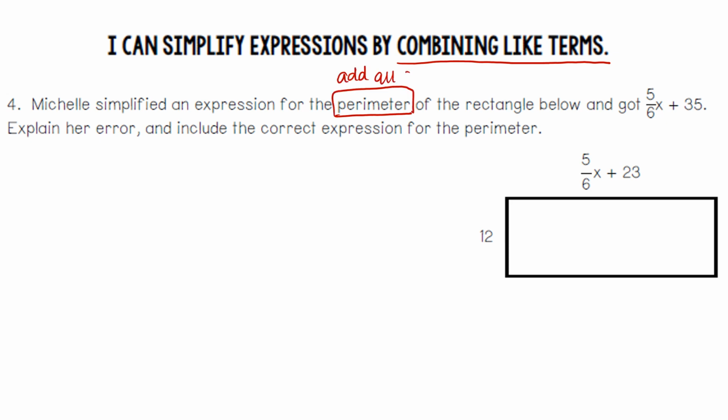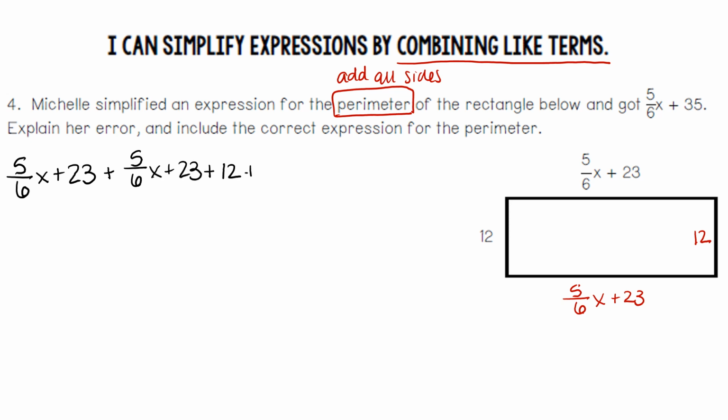So if we look at our rectangle here, if the top section is 5 over 6x plus 23, then the bottom section is also 5 over 6x plus 23. If the right-hand side is 12. So when we come to add all of our sides, we're going to add up the top section, 5 over 6x plus 23, and the bottom section, 5 over 6x plus 23. We're going to include the left side, 12, and the right side, 12.